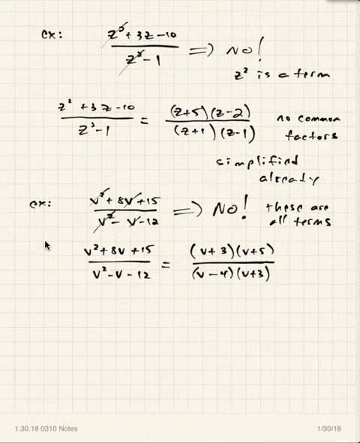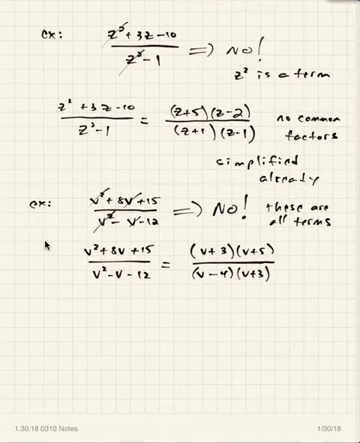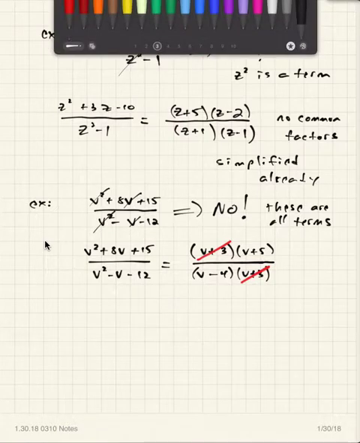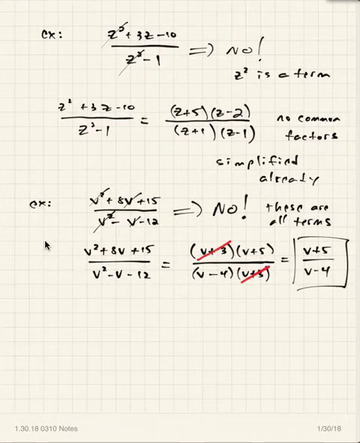So do we have any common factors in this once we've written it as a multiplication problem? And yes, we do in this case. The v plus 3's are common. Those are now multiplication problems, and so I would be allowed to divide those out. And so my simplified fraction is going to be v plus 5 over v minus 4. That's the simplified fraction right there. I can't divide those v's out at the end because, again, those are terms, and so there's nothing I can do to divide those.